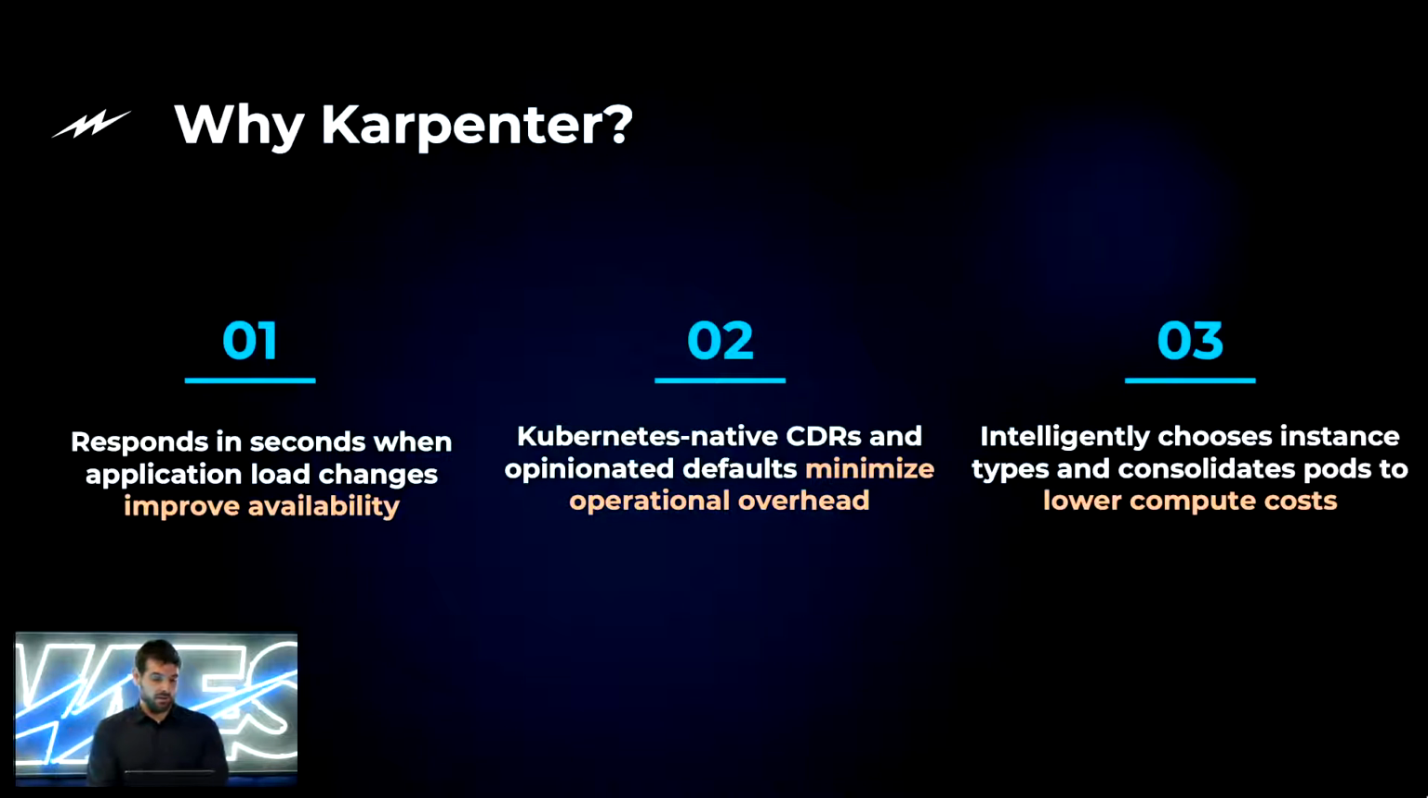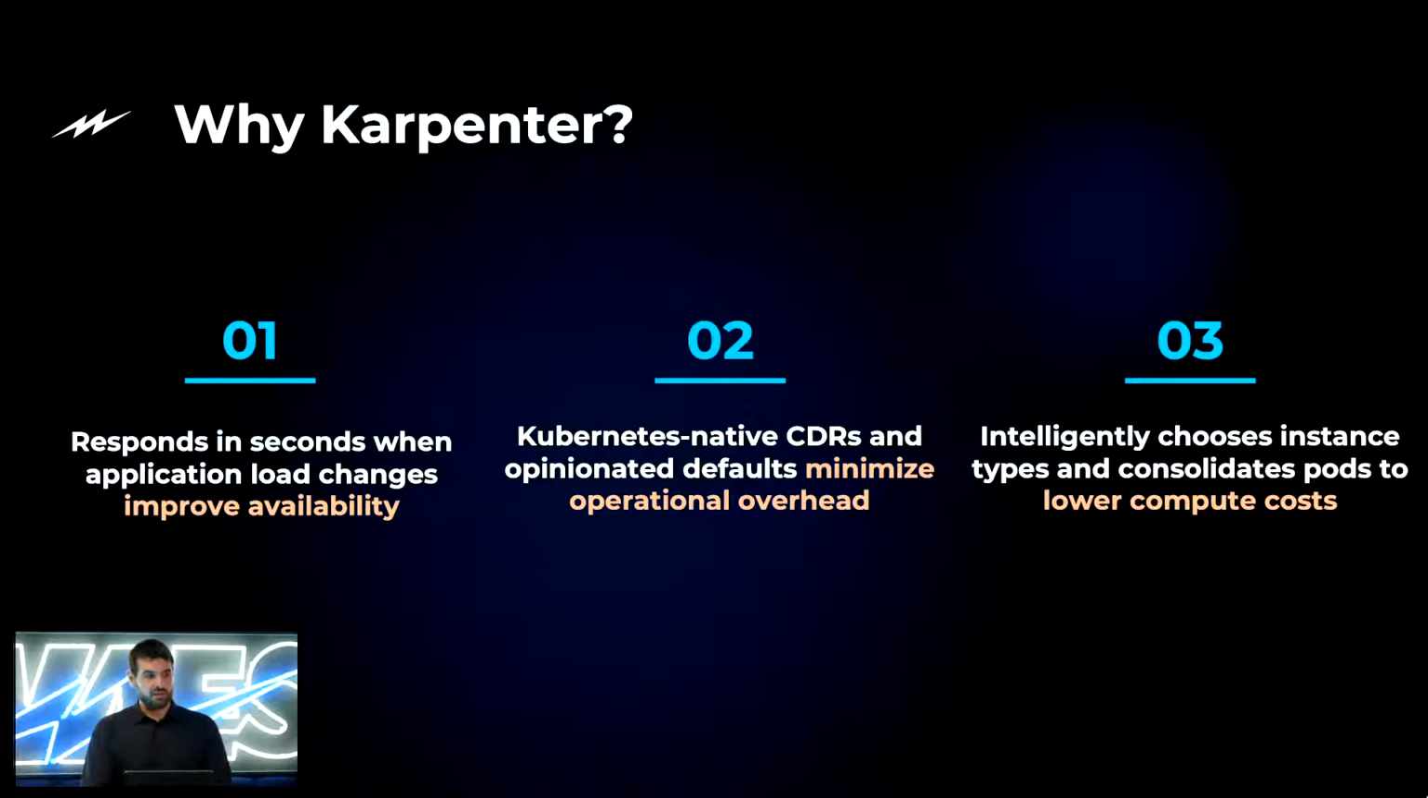And here are a few features or strengths of Karpenter. So it responds in seconds, so it's very fast when your load changes. It can respond really quickly, and this means availability is better.